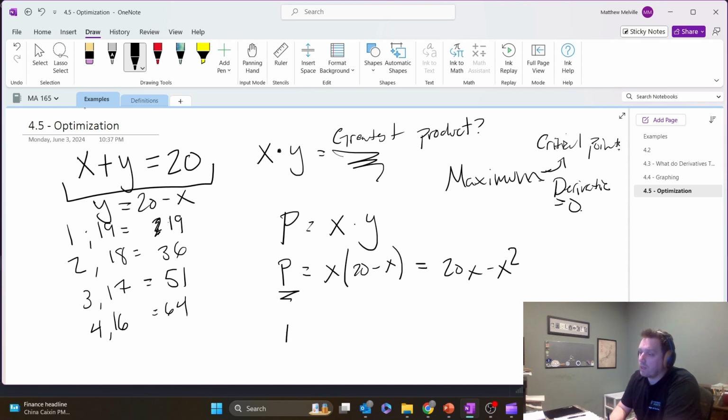So if I want to take the derivative then, I want to know where this derivative is 0. I get 20 minus 2x, and I want to know where the derivative is equal to 0. So I get negative 2x equals negative 20, or x equals 10. So x equals 10 is going to be a critical point. So I can plug it back in and say, okay, well, what's going on here?